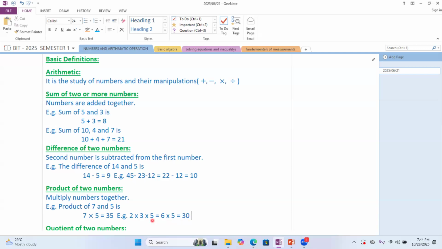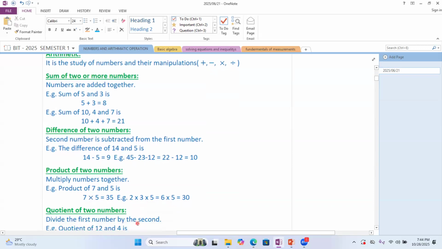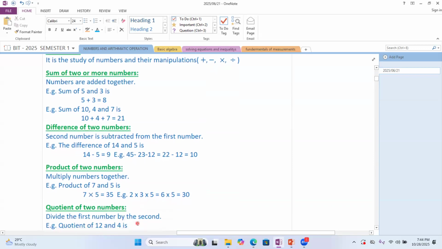So we can multiply more than 3, 4, 5 numbers, right? Then another definition is quotient of two numbers. Quotient of two numbers is defined by dividing the first number by the second.